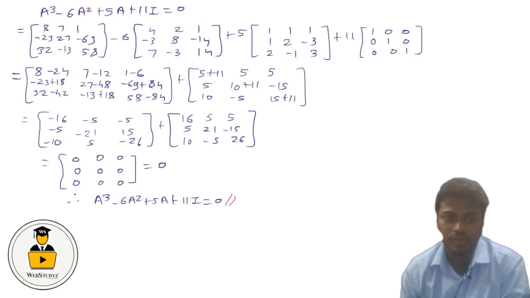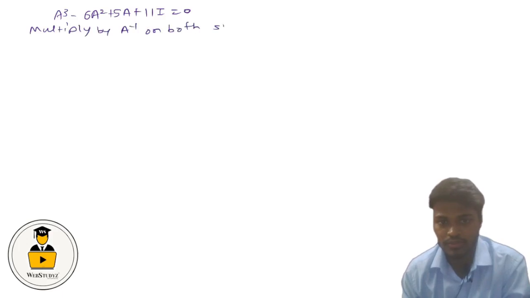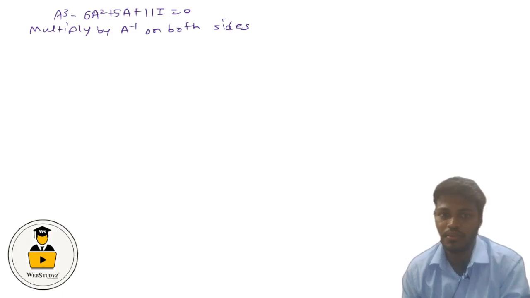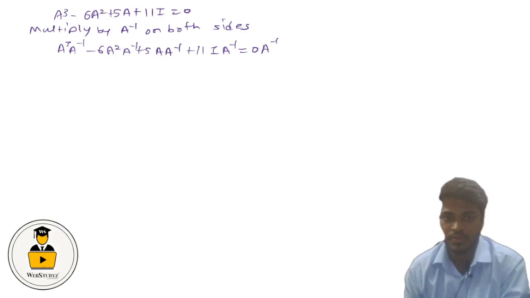Now we need to find out A inverse also. So the equation is A cube minus 6A square plus 5A plus 11I equals 0. Now we will multiply by A inverse on both sides. So we will get A cube into A inverse minus 6A square into A inverse plus 5A into A inverse plus 11I into A inverse equals 0 into A inverse.